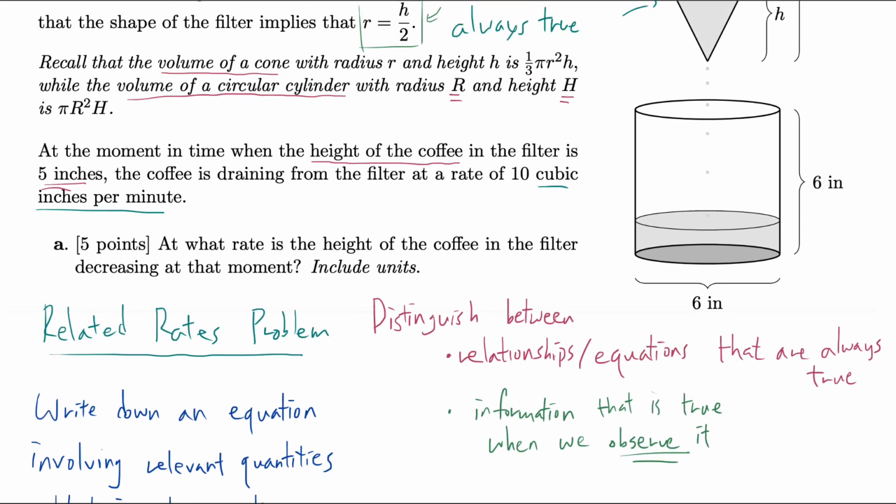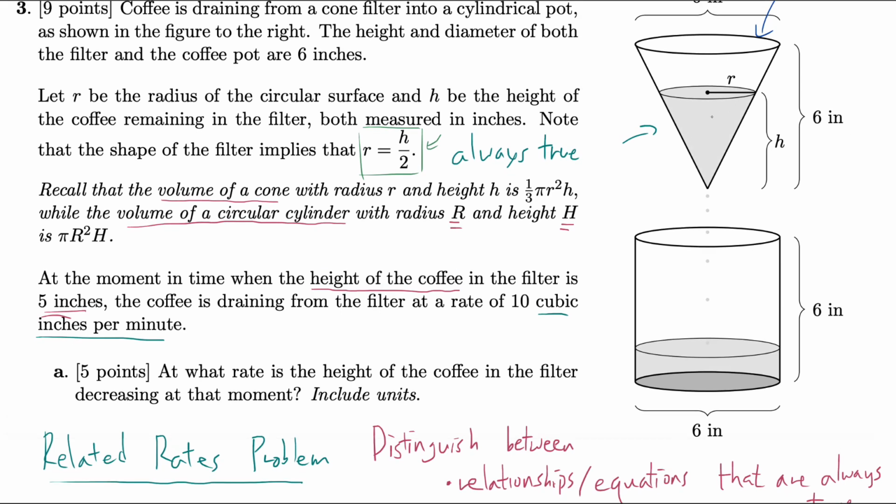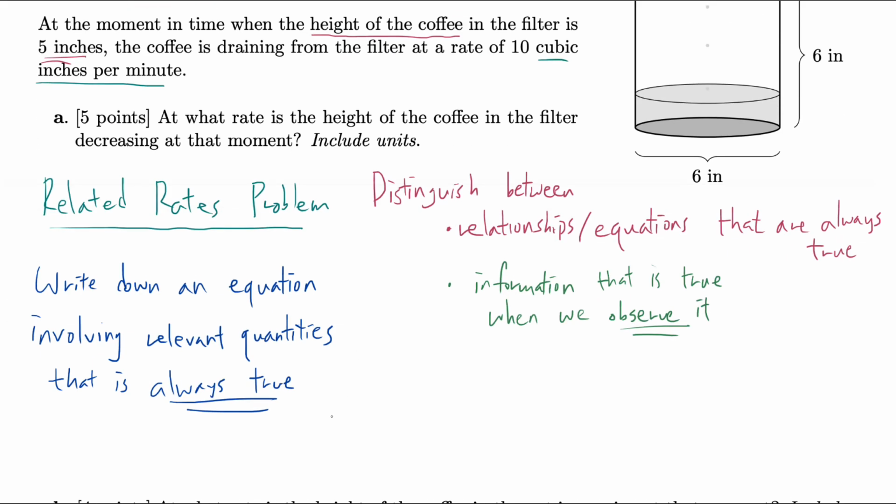So what kind of quantities do we care about? Let's say V is the volume of the coffee in the filter. So V is the volume of this entire thing. And we know V is related to R and H by this formula. So V is 1/3 pi r squared H. The reason I care about V, of course, is because they give you information about how much the volume is changing, the rate of change of volume in the filter right here. So that's the reason I care about V. Putting all this together, it seems reasonable to write down the equation V equals 1/3 pi r squared H.